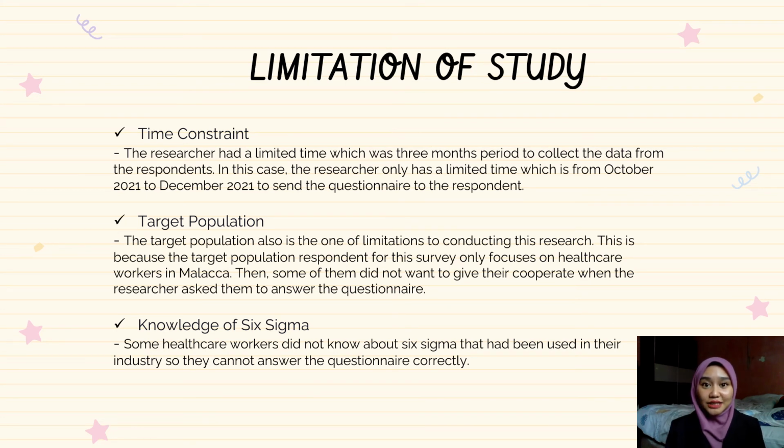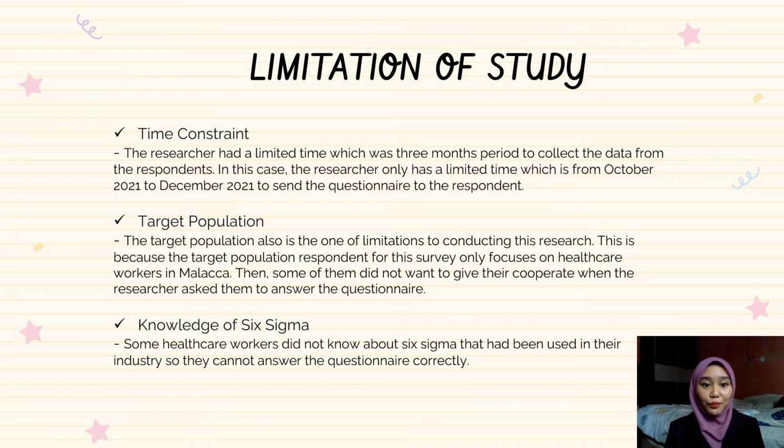Limitation of study. There are three limitations of the study. The first one is time constraint. The researcher had limited time, which was a 3 month period to collect the data from the respondents. In this case, the researcher only had limited time, from October 2021 to December 2021, to send the questionnaire to the respondents.